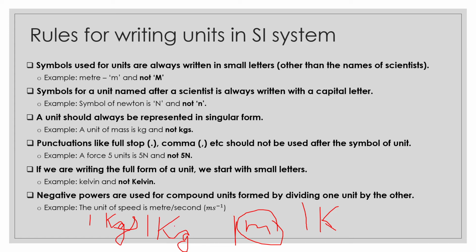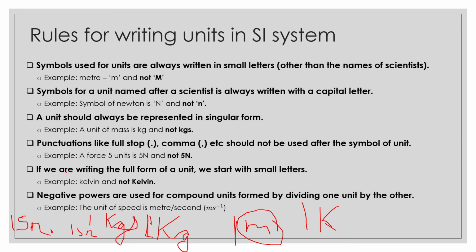That's the difference. Why? Because if we put 2 here, it's 2 kg, it won't be 2 kgs. So that's the difference. Punctuation like full stop, comma, etc. should not be used after a symbol of a unit. So I will write down 1 sr, full stop. That's wrong, because 1 sr, that's it. We don't have to write a full stop there, it's wrong.